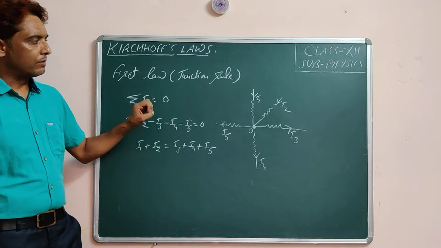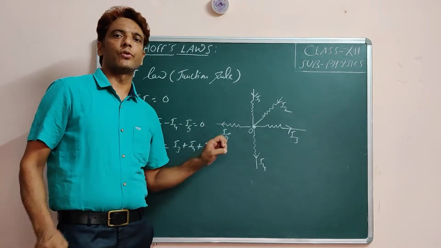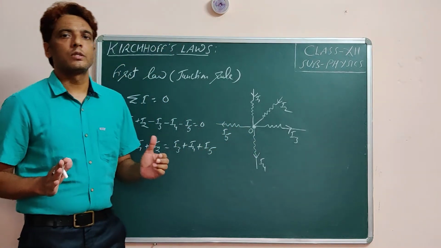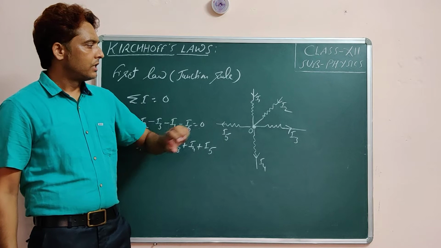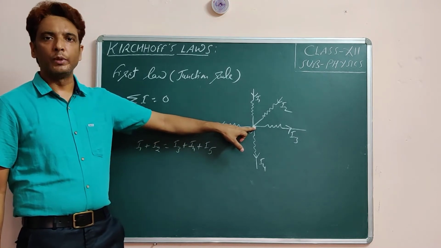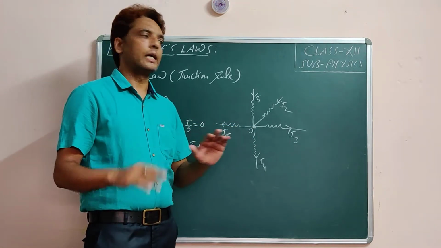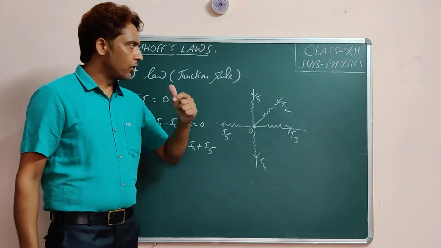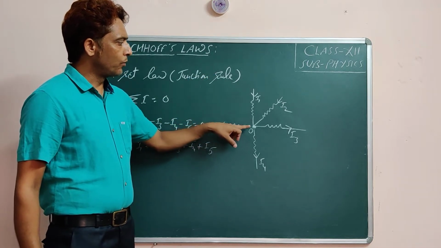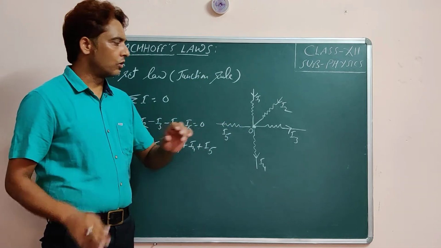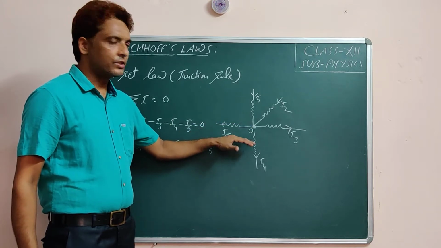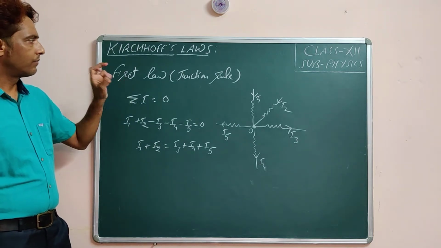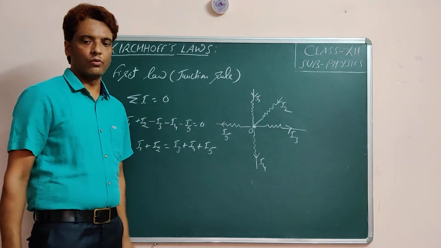Actually, this law is based on the law of conservation of charge. If a steady current is flowing across a circuit, then charge cannot be accumulated or created at a certain point. Means the algebraic sum of the charges which are moving toward a junction should always be equal to the sum of the charges which are going away from the junction. So this is about Kirchhoff's first law, which is known as junction rule.